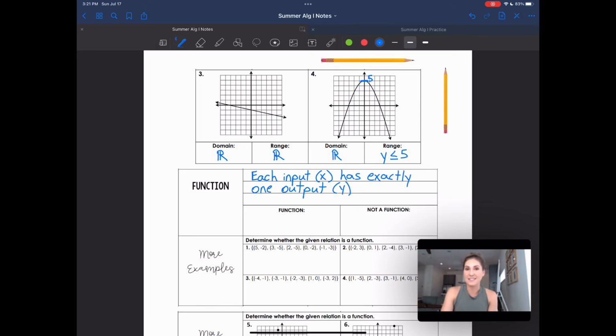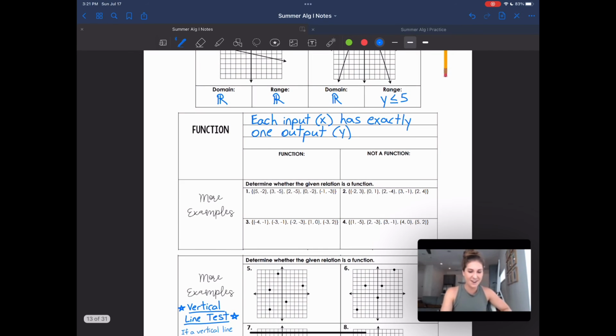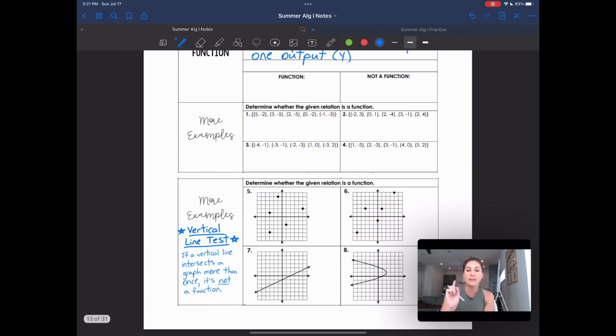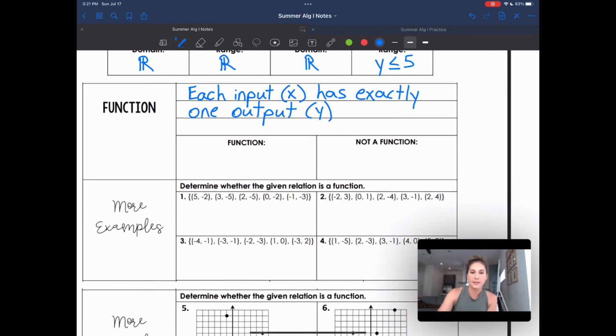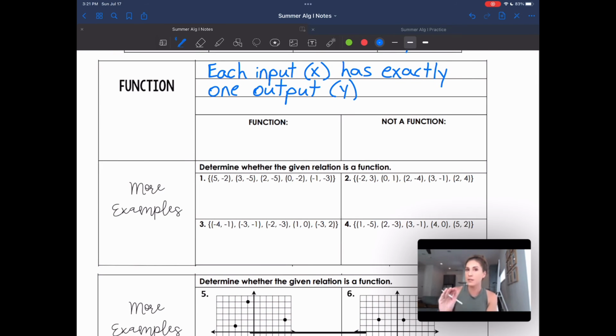Okay, I know that one was a little bit tricky. Let's cover our last part here, over functions. I think this one's going to be quite a bit easier for you. All right, function. Let's first write just a really basic definition. So a function is a special kind of relationship between your x and y values. So go ahead and write this down. It is where each input, or each x value, has exactly one output, or y value.